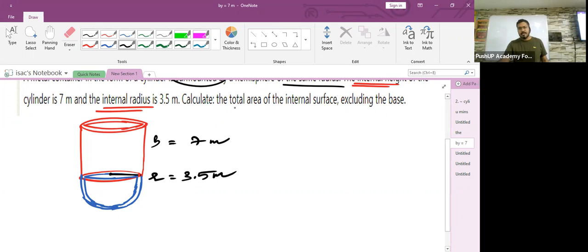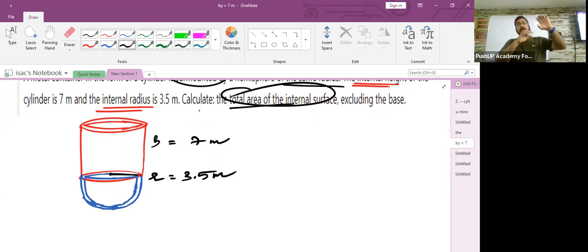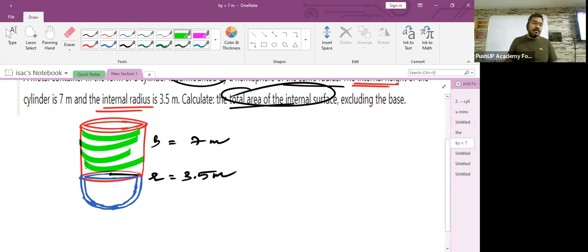They were asking you to find a very simple thing, children: the total area of the internal surface. The internal curved surface area, that's what they meant, isn't it? Because when you peep into this solid, you are able to see the internal portion of the solid. What will be first visible to you? The internal curved surface area of the cylindrical portion, and that will be 2 pi rh.